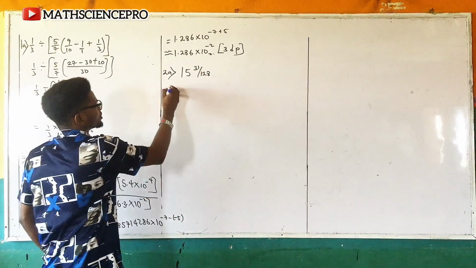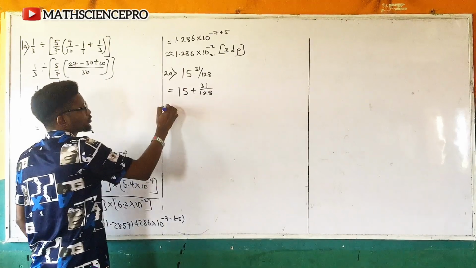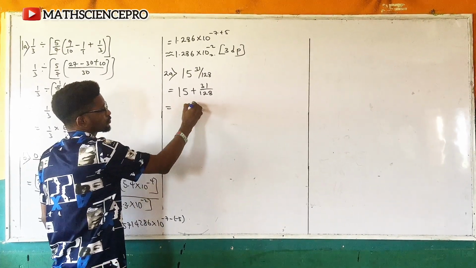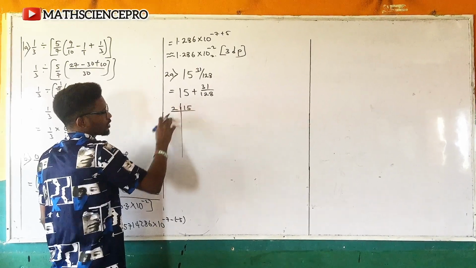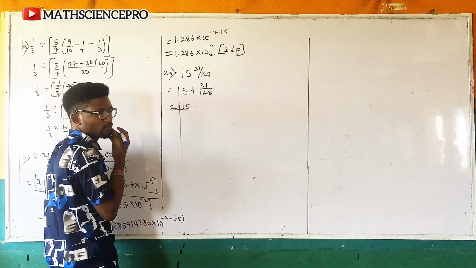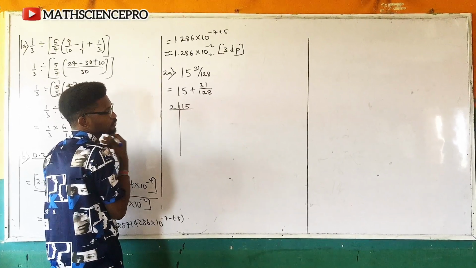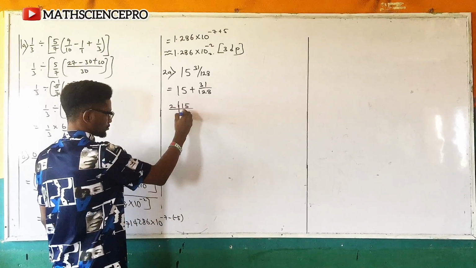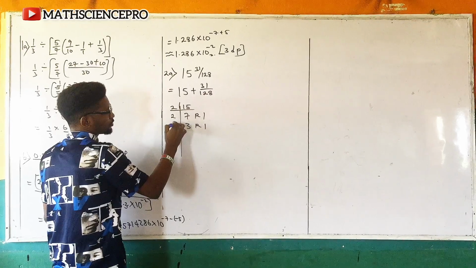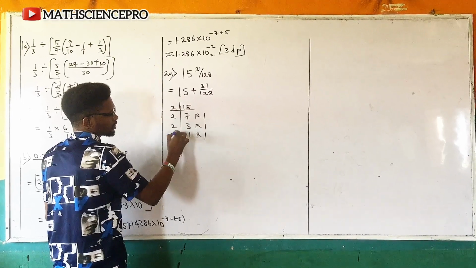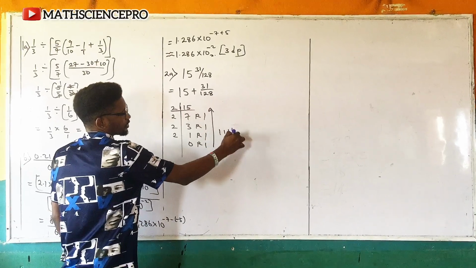So quickly, this is 15 plus 31 over 128. So I'm going to work on converting 15 first to base 2. This is the procedure when you try to convert any number from base 10 to base 2. When you use 2 to divide 15, you have 7 remainder 1. When you use 2 to divide 7, you have 3 remainder 1. When you use 2 to divide 3, you have 1 remainder 1. And when you use 2 to divide 1, it's not possible, so remainder 1. Now taking it over, I have 1, 1, 1, 1 in base 2.